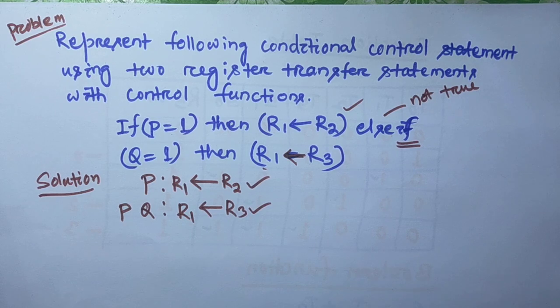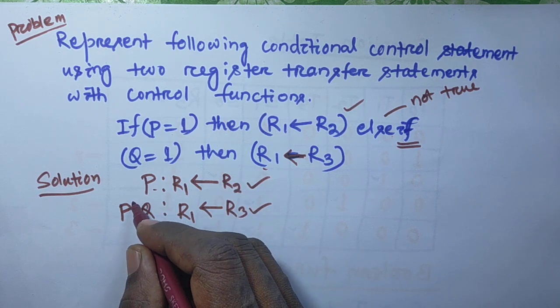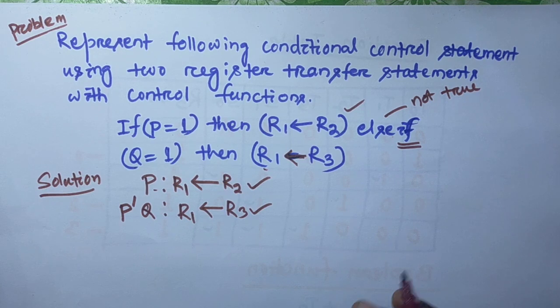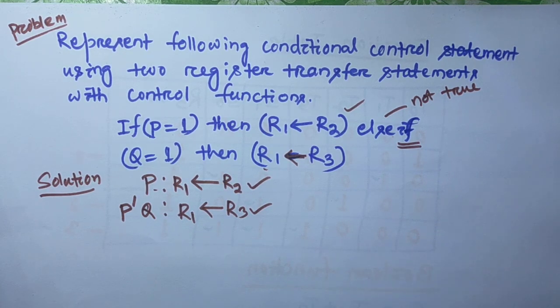Because p is a condition here, very simple way we define. P is true, it's okay. P is not true, we can write p dash or complement. Okay, because the if will be defined in this way, then the above control conditional or conditional control statement is perfectly represented. Okay, very simple way.